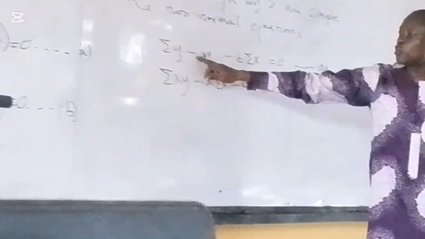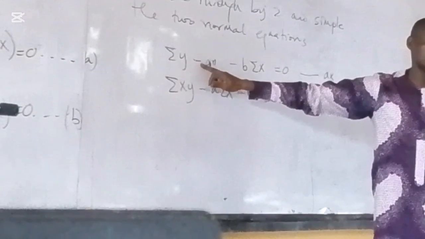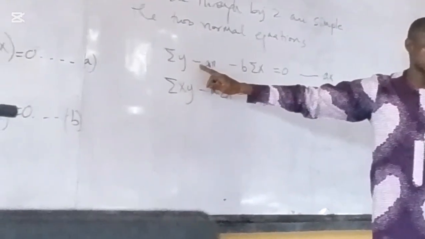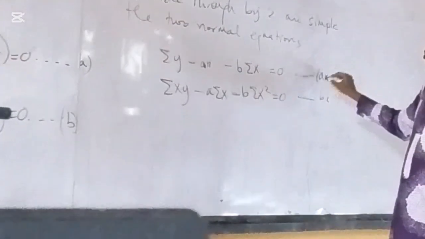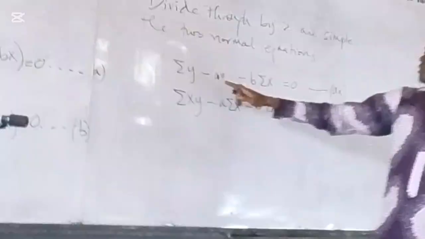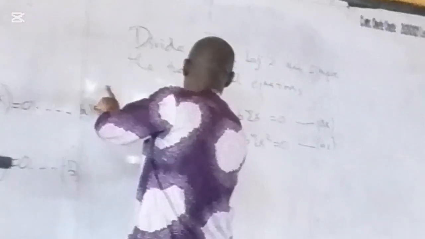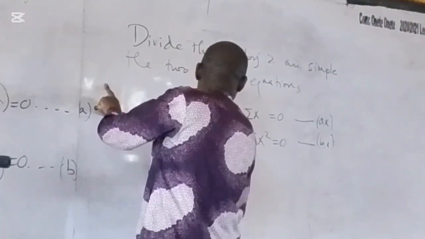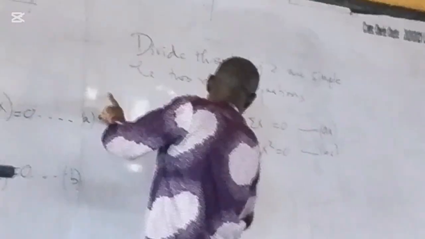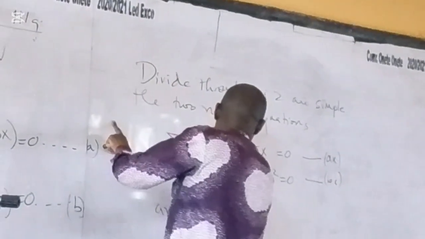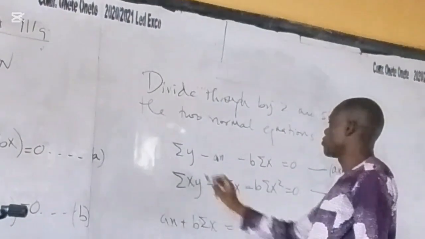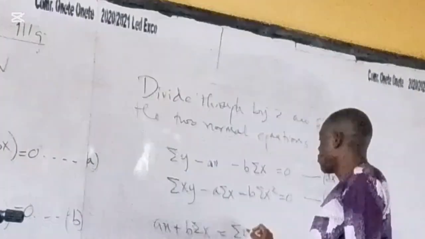As we are carrying it to the left hand side, remember what it becomes? It becomes plus. What about this side? As it goes the other way, it also becomes plus. So we now have An plus B sum of x is equal to sum of y.